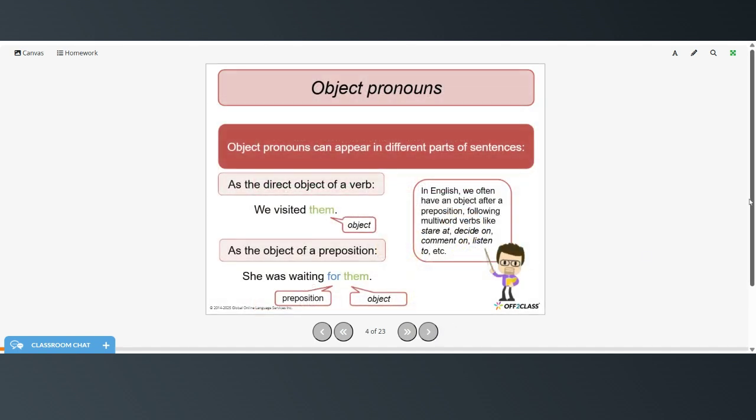Now, object pronouns can appear in different parts of the sentence. As the direct object of a verb, we visited them, or as the object of a preposition, she was waiting for them. So in English, we often have an object after a preposition following multi-word verbs like stare at, decide on, comment on, listen to, etc.